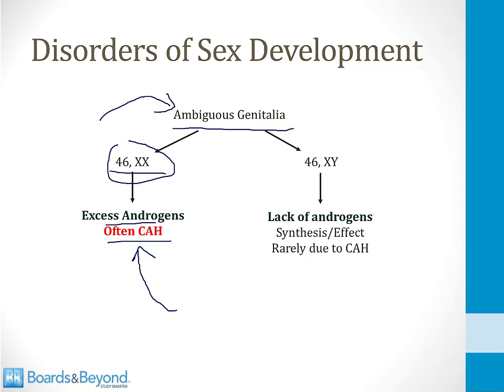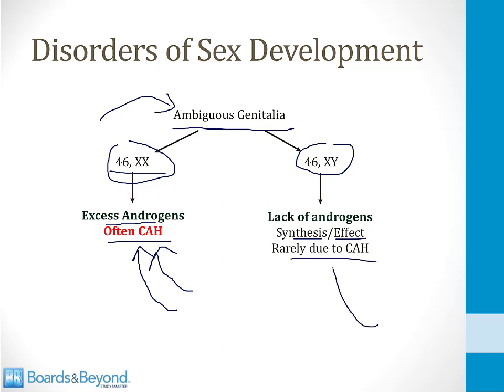There are other causes of ambiguous genitalia in a female, but one of the things you should definitely think about is that most common form, 21-hydroxylase deficiency, in a female child. If you see ambiguous genitalia in a male, then there is a lack of androgens. Either androgens aren't being synthesized or they can't exert their effect. And this is very rarely due to CAH.